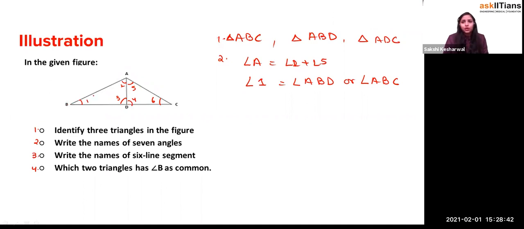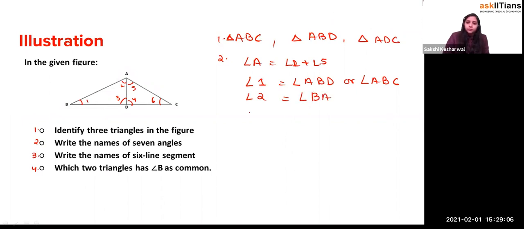So if it's a ray or line segment, AB is also a line segment, BD is also a line segment, and BC is also a line segment, and D is in the middle of it. So this is going to be one straight line, and the angle is going to be the same. So you can say that ABD or ABC both are the same, right? Similarly, if I write angle 2, how are you going to write angle 2?